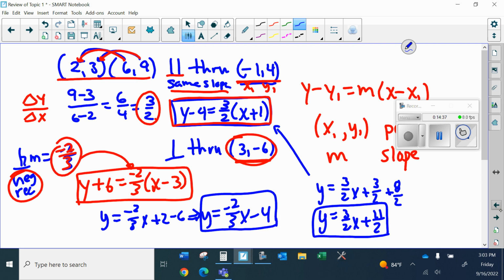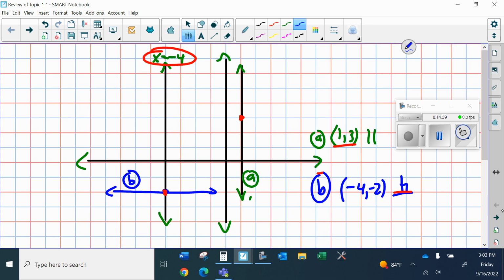Okay, and back to the first page again, parallel same, and perpendicular of a horizontal is vertical. Okay, gotta be all plot points and know parallel is same slope, perpendicular is negative reciprocal. All right, that covers it, 15 minutes.